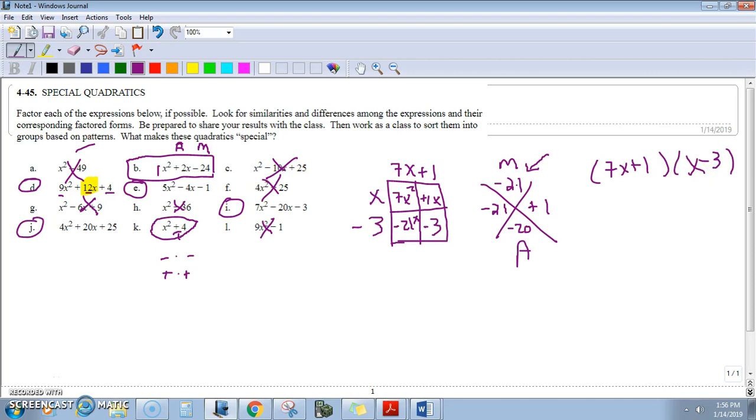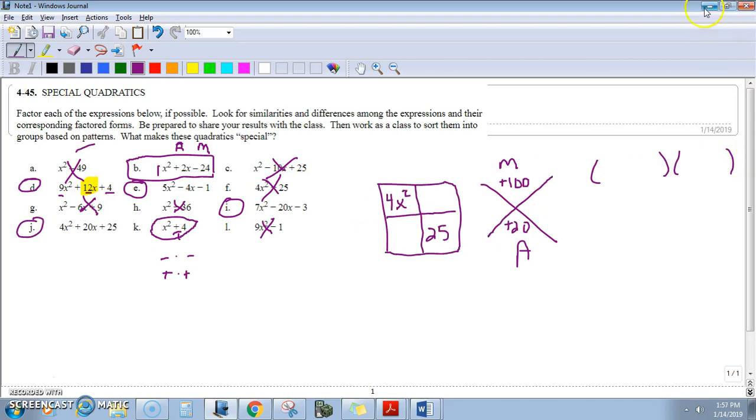I'm going to pause it and then run through it real quick. All right, 4 times 25 was +100. I'm looking for two numbers that multiply to be +100 and add up to be +20. And that is going to be 10 and 10. So we have 10x and 10x. All right, and I will just start here. 4x squared and 10x, they both have an x, and they can both be divided by 2. So 2x times 2x is 4x squared. 2x times just regular +5 is 10x.